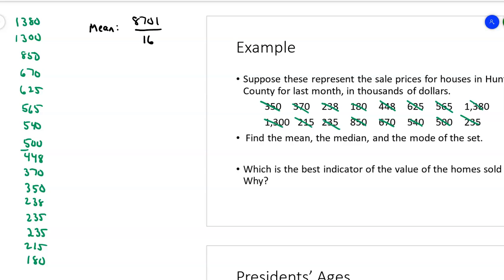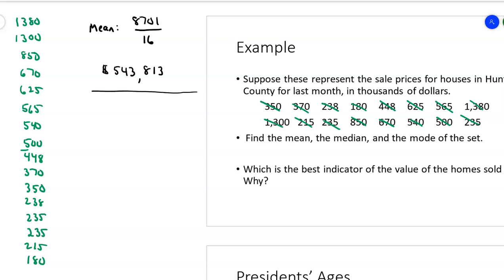So 8701 divided by 16 gives me a mean of, if I put it back in dollars, $543,813, right? I got 543.8125. So rounded to the whole number of dollars, $543,813. There's the mean. All right, let's try to find the median.